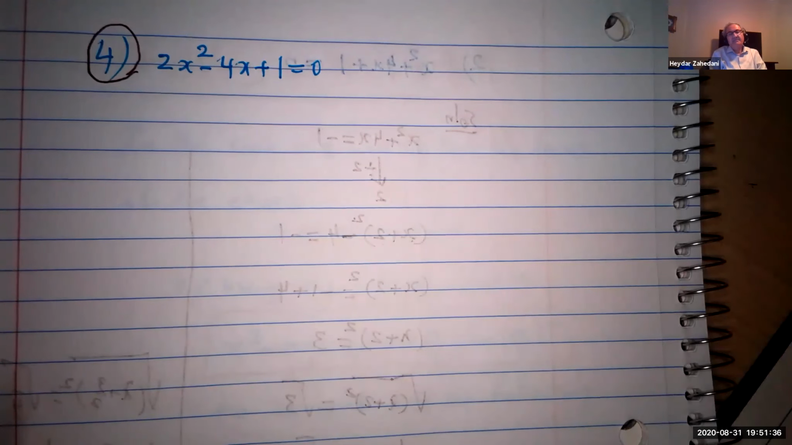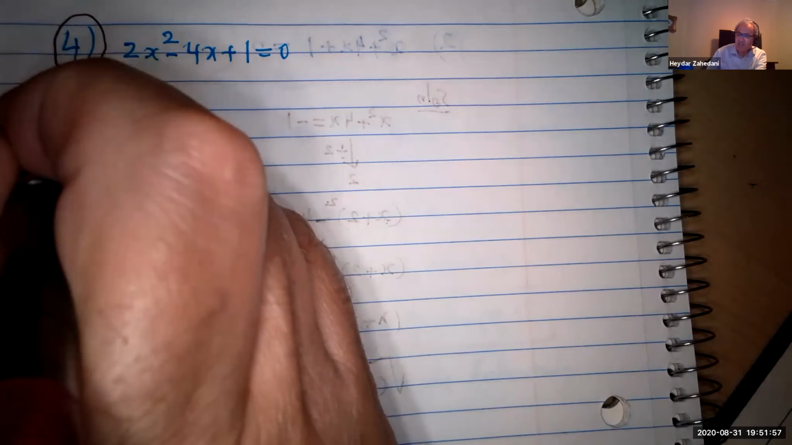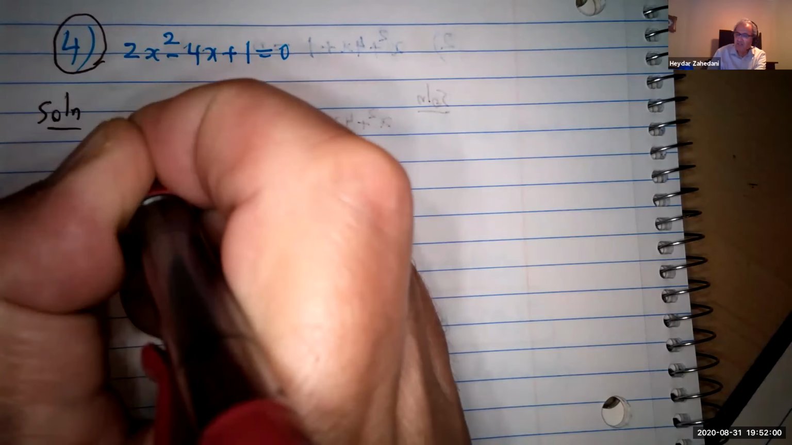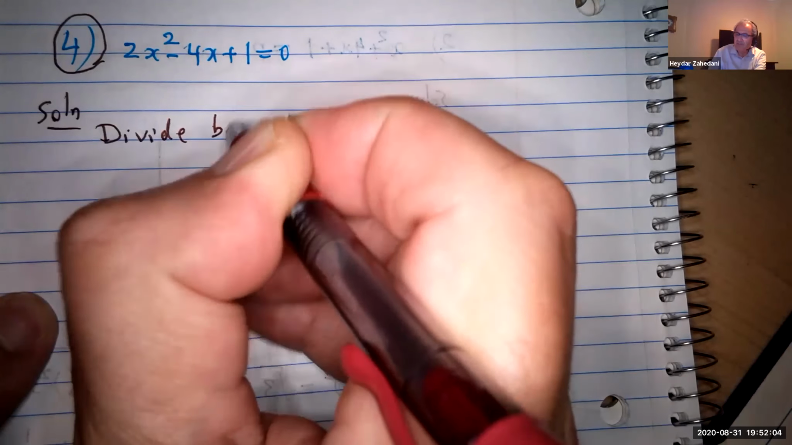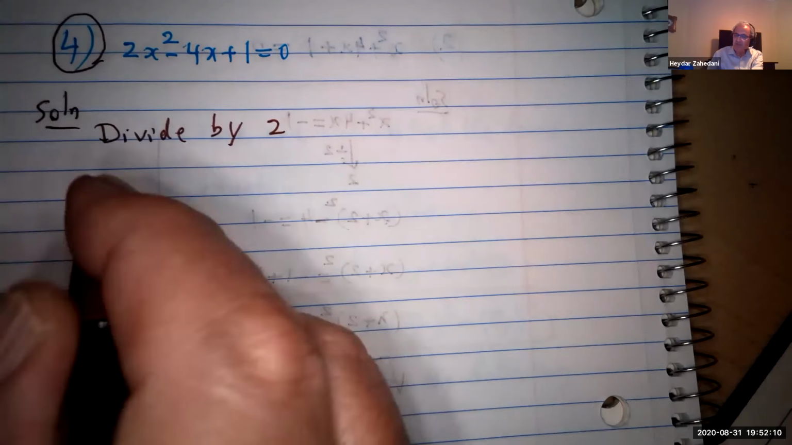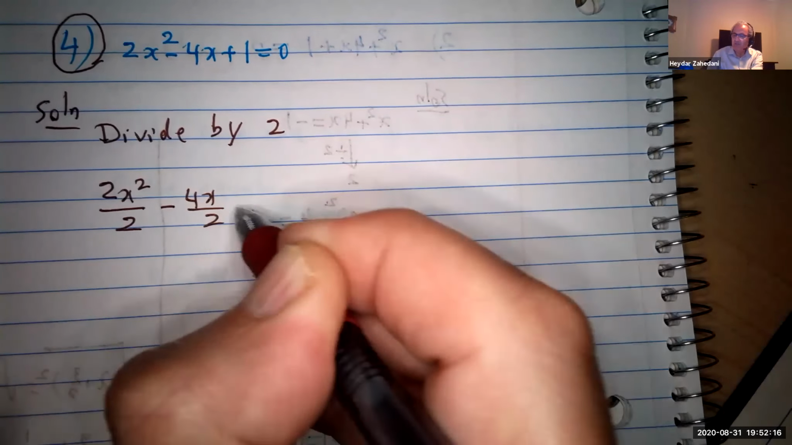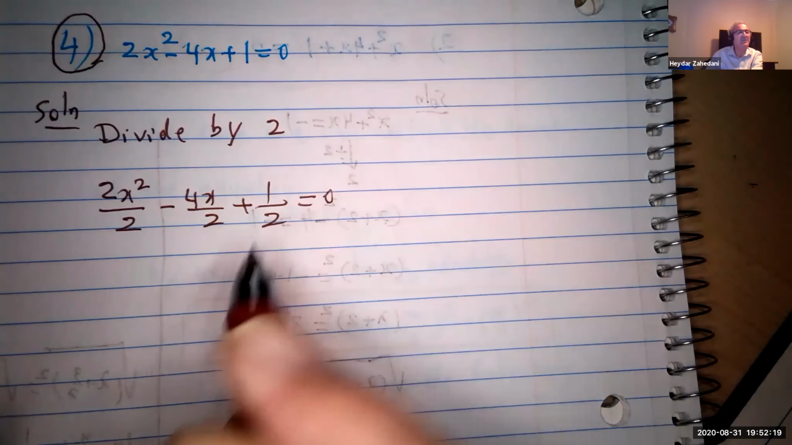This method, completing the square method, can be applied only if the coefficient of x squared is 1. Since the coefficient is 2, you have to get rid of the 2. How are we going to do it? You divide by 2 first. This is going to be your extra job to deal with this type of problem. Solution: divide by 2. Get rid of it, and then you'll be able to apply that method. Divide by 2 is like 2x squared divided by 2, minus 4x divided by 2, and the 1 divided by 2.